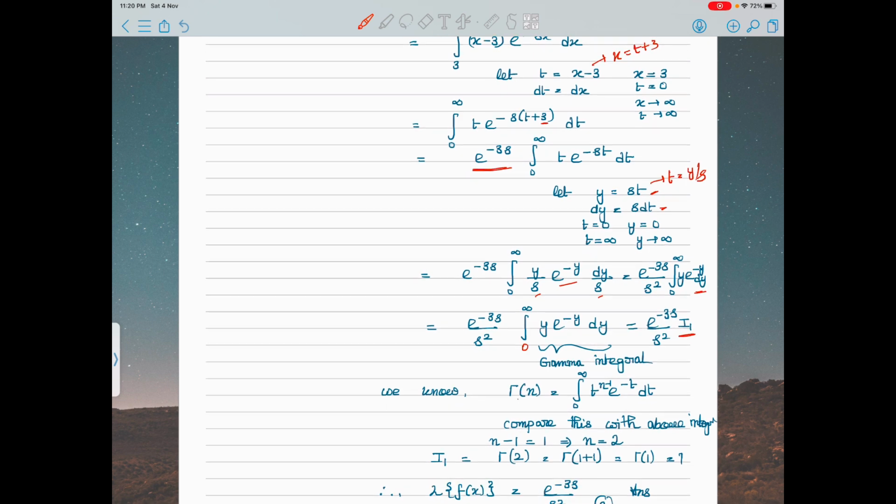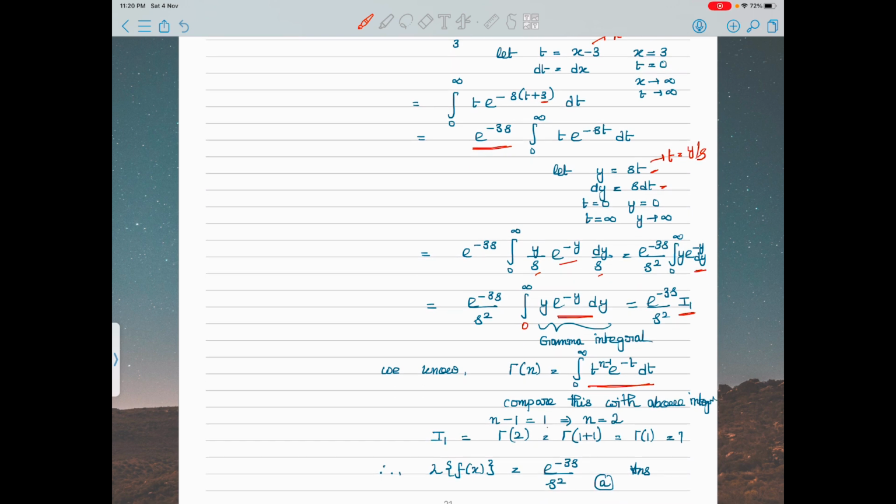Now we know that the definition of the gamma integral is that gamma of n is the integral from 0 to infinity of t to the power n minus 1 e to the power minus t dt. If we compare this with our integral, we can see that n minus 1 should be equal to 1, because it is y to the power 1, and hence n will be equal to 2. Therefore I1 will be gamma of 2, which can be written as gamma of 1 plus 1, which is 1 times gamma of 1, and gamma of 1 is actually 1. Therefore this integral I1 is actually 1.